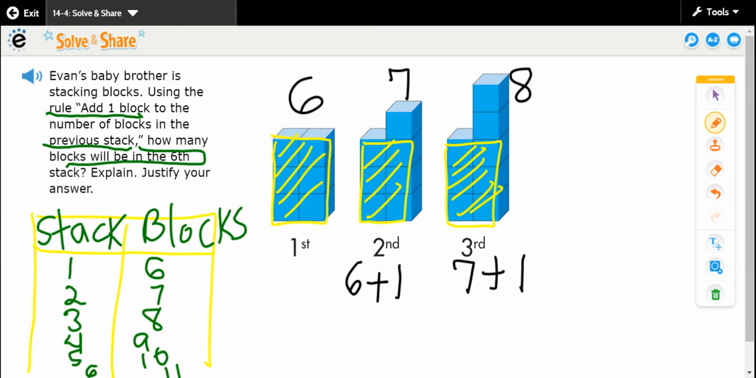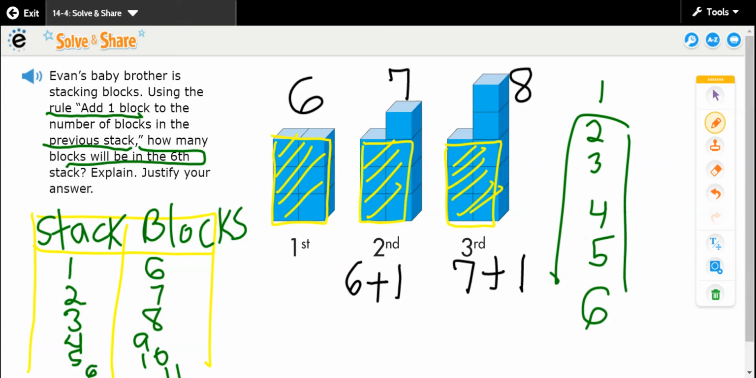So we added 1 to the previous stack, and the number of blocks is 5 more. Another way we could have done that is we know that from block 1 to block 6 is 5: 2, 3, 4, 5, 6. From block 1 to block 6 is 1, 2, 3, 4, 5. And if we're adding 1 each time, we could have gone 6 plus 5, and that gives us 11.